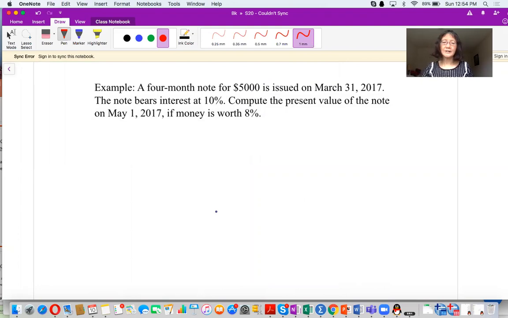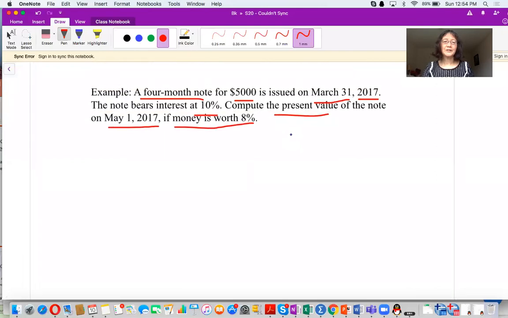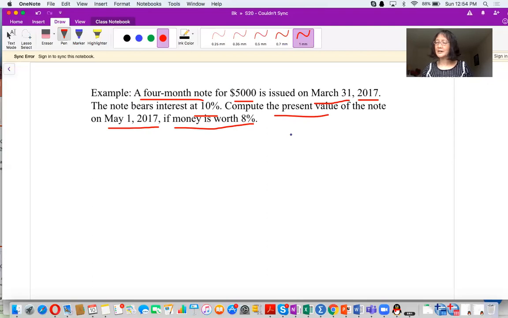Now let's look at another example. A 4-month note for $5,000 is issued on March 31st, 2017. The note bears interest at 10%. Compute the present value of the note on May 1st, 2017, if money is worth 8%. Let's first draw a time diagram.